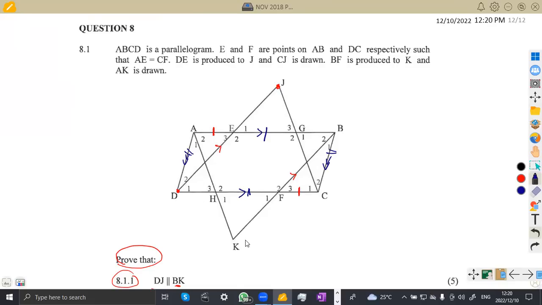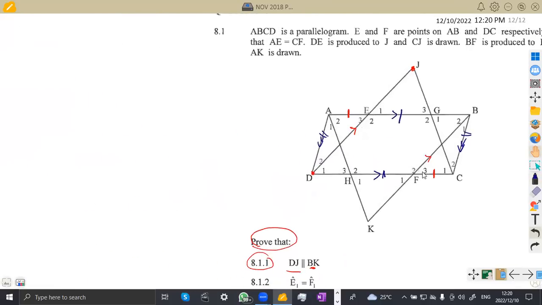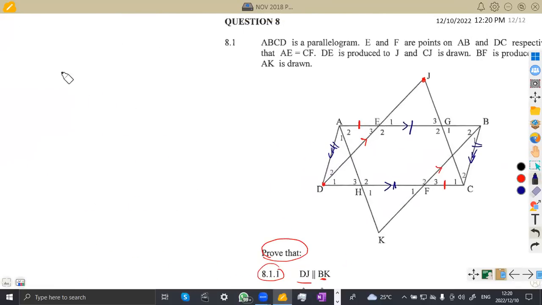Okay, AB is actually equivalent to DC, and these two are equal from the parallelogram concept. I think if I can write it here, I can actually work something nice. Okay, this is 8.11. I'm just going to utilize this space. I want to be near the diagram.